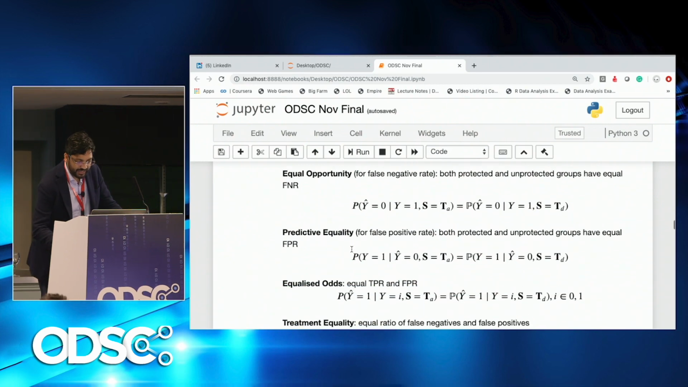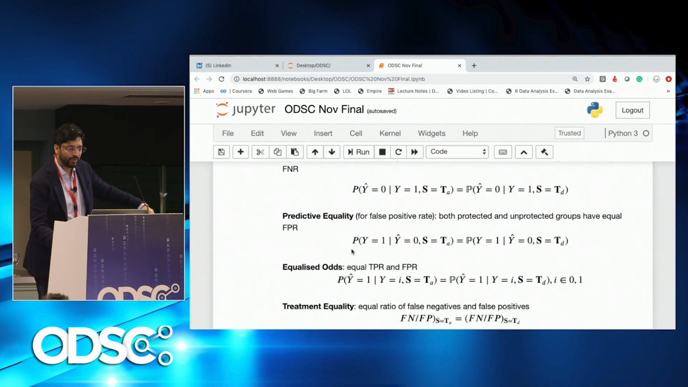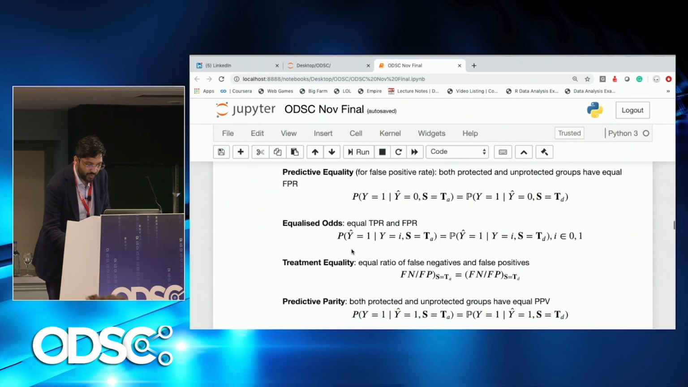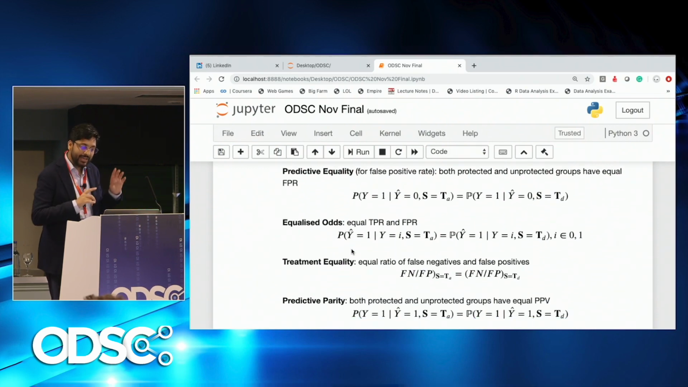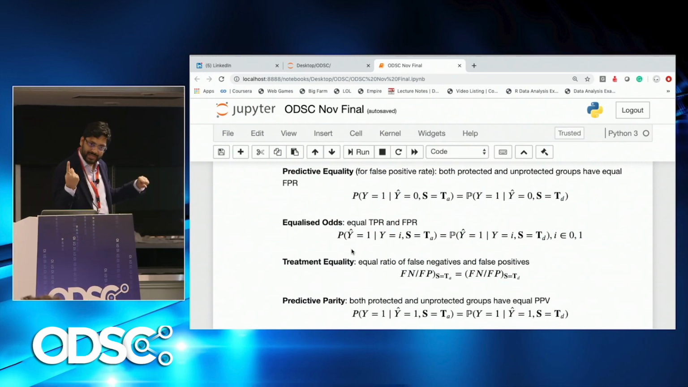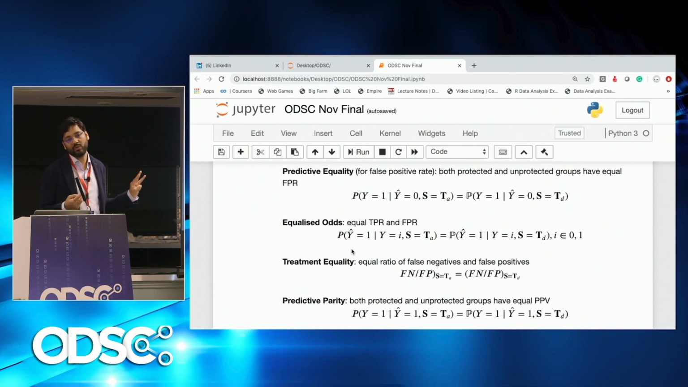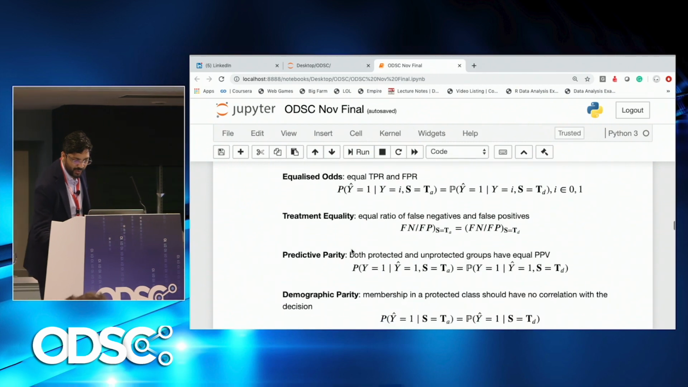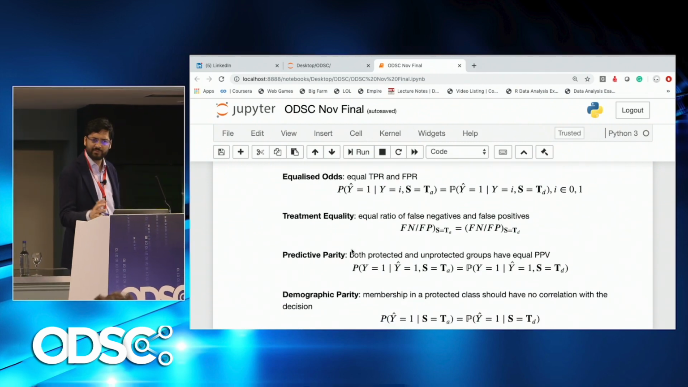Predictive equality is just the opposite. When your actual versus prediction, so y and y hat, should be equal. Equalized odds: the prediction should be 1 when y equal to 0 in the first case, and the prediction should be 1 when y equal to 1 in both the cases. If you make a mistake for me, you make a mistake for others. When you don't make a mistake for me, don't make a mistake for others. So you penalize both of us equally and you reward both of us equally. That is equalized odds. Treatment equality is nothing but the ratio of false negative to false positive.